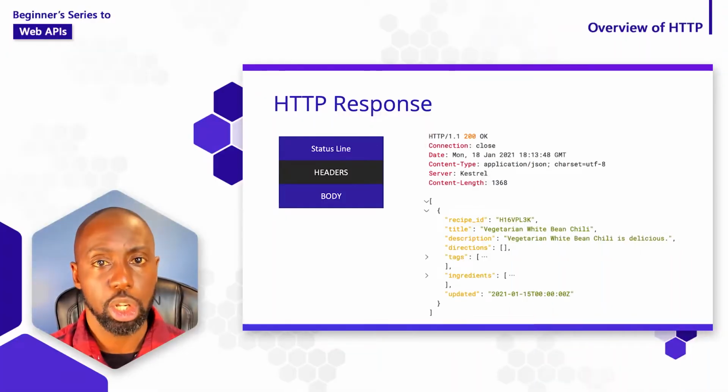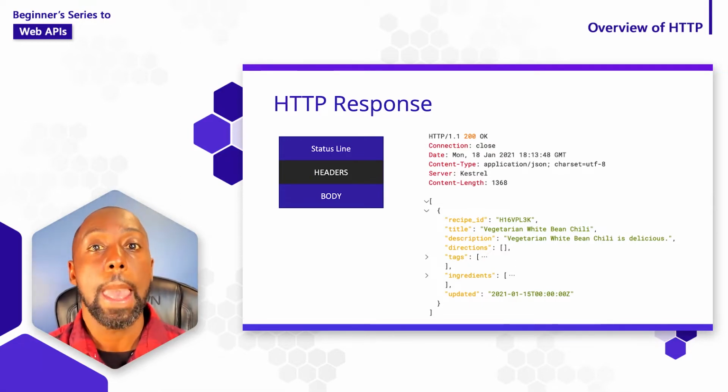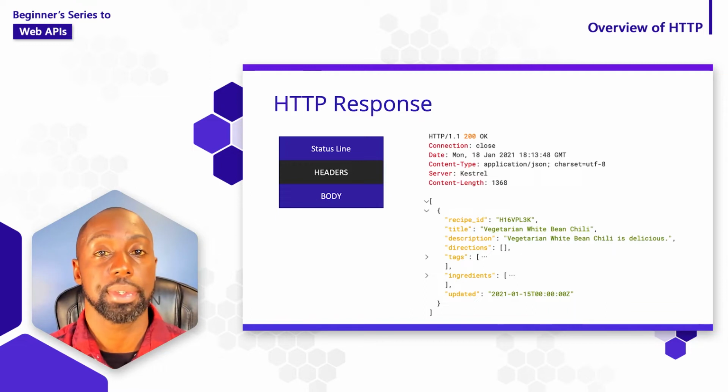Now, we've gotten a good look at how HTTP allows us to send information between two places and how to compose requests and responses. In the next video, we're going to learn how to create our first web API using ASP.NET Core.